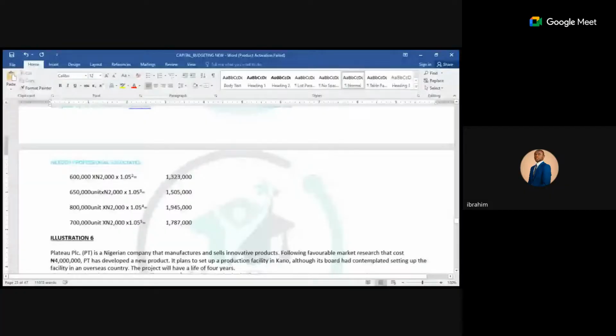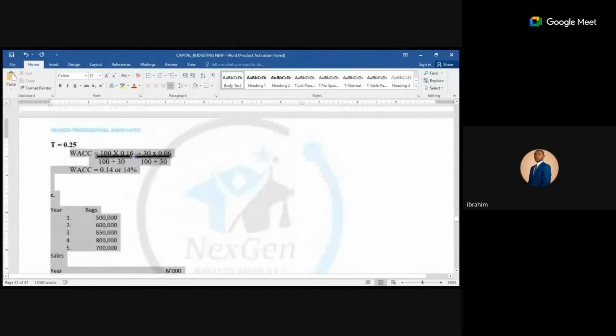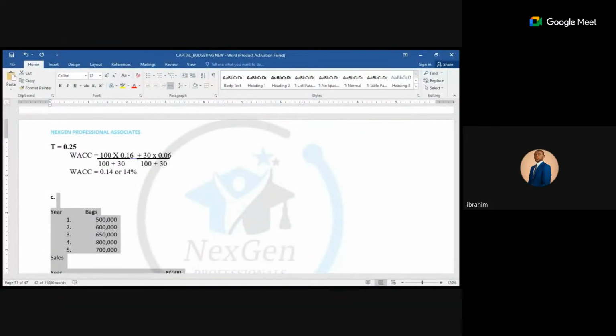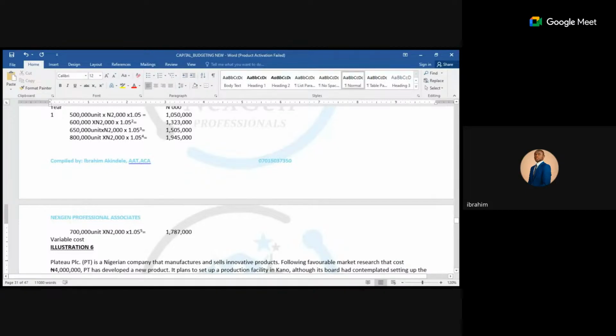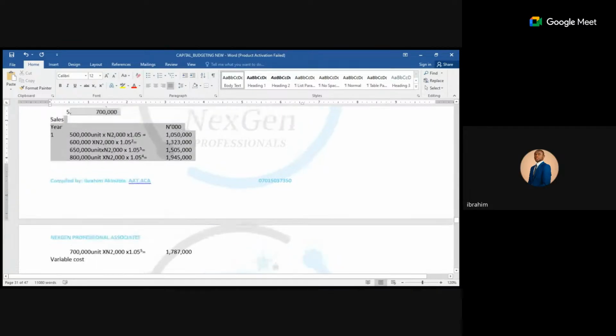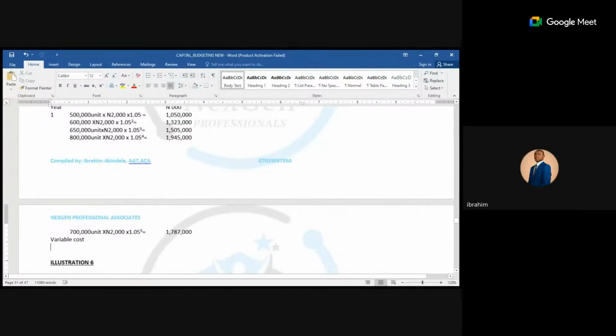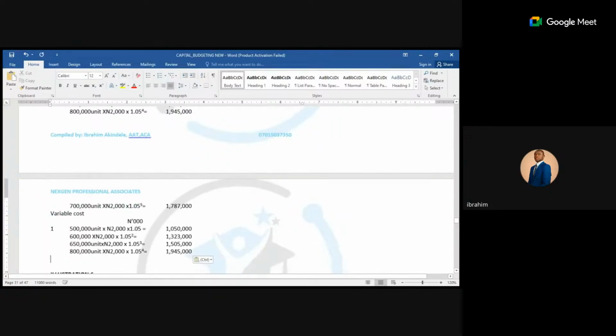So variable cost to be 800 naira per bag. We may not finish this NPV, so you can complete it. So the variable cost will increase by how many percent? By 4%. Thank you. The variable costs will increase by 4%.